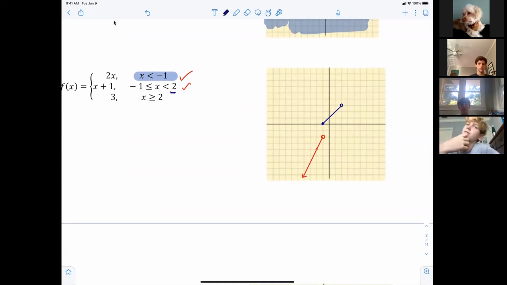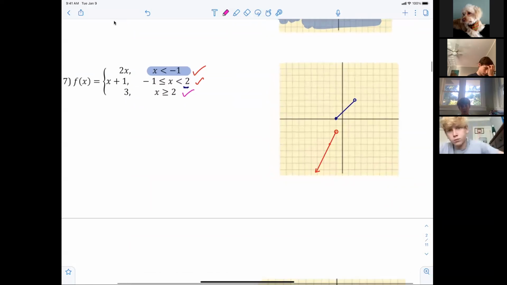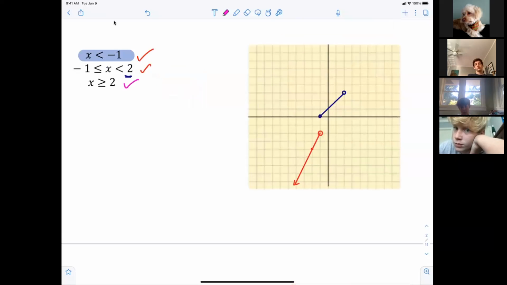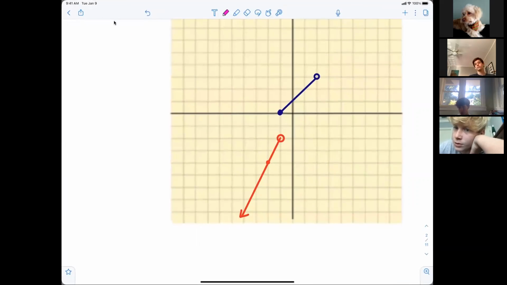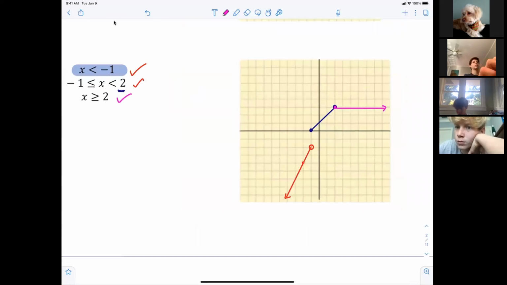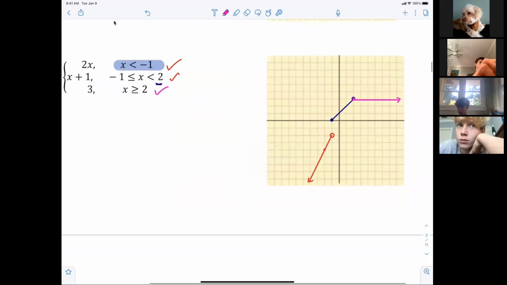And then finally, the third piece is y is always 3 when x is greater than or equal to 2. So we start at 2, and when I start at 2, the y value is 3. So this now becomes a solid dot. And then everything greater remains 3. So that's the graph of that piecewise function. Does anybody need any assistance with that?